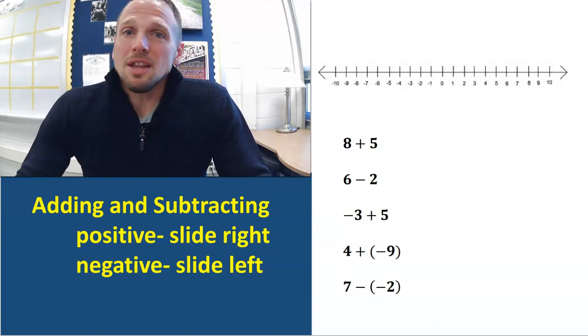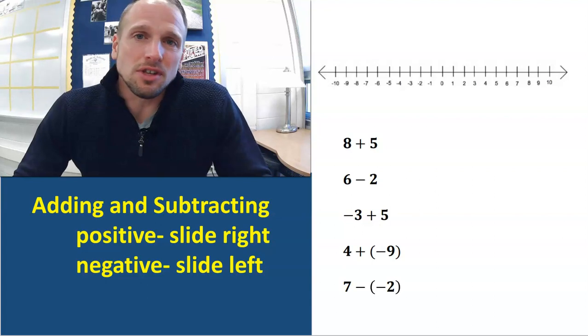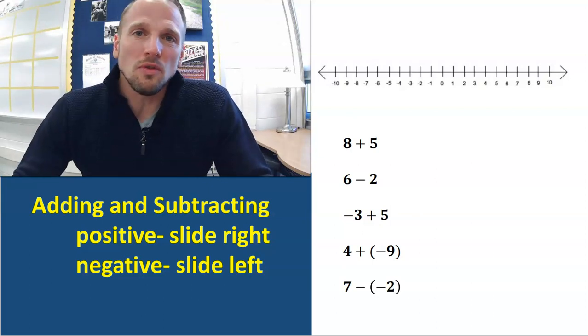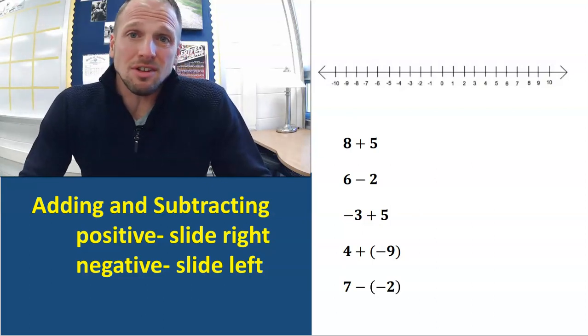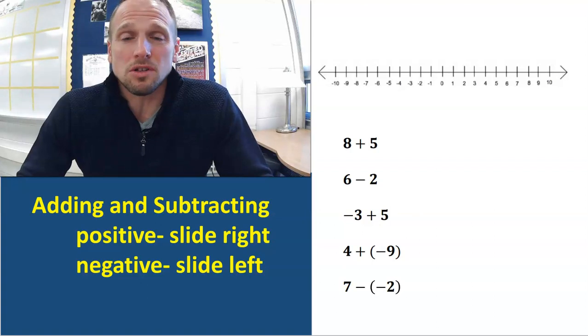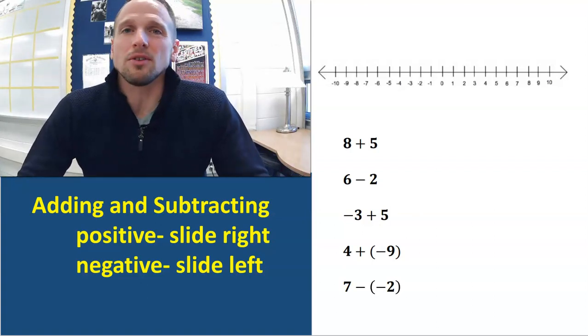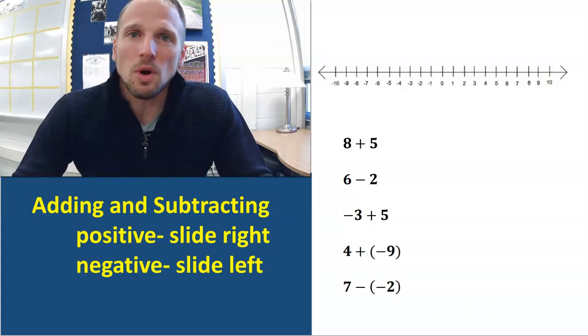So I've got a number line at the top, and you'll see the negatives are on the left and the positives are on the right. And as we're adding and subtracting, that's really all we're going to do. If we have a negative number, we're going to slide it to the left. If we have a positive number, we're going to slide it to the right. So this shouldn't be too hard, but just make sure you really are understanding the process and why we're able to do what we're doing.